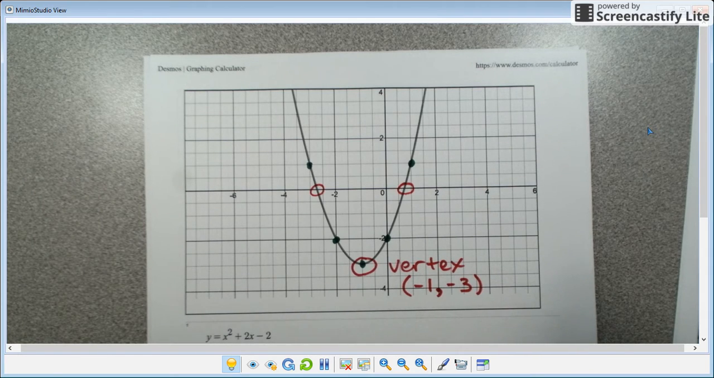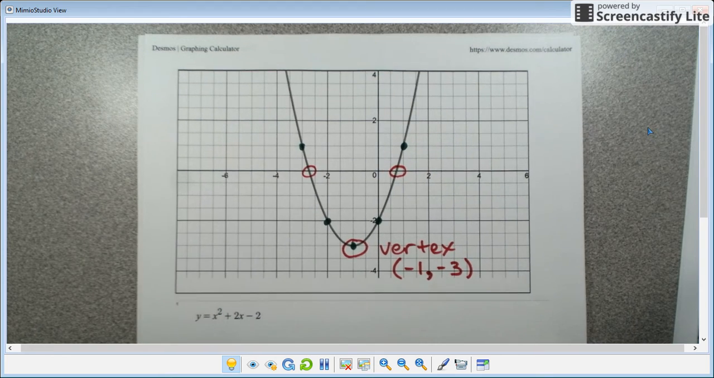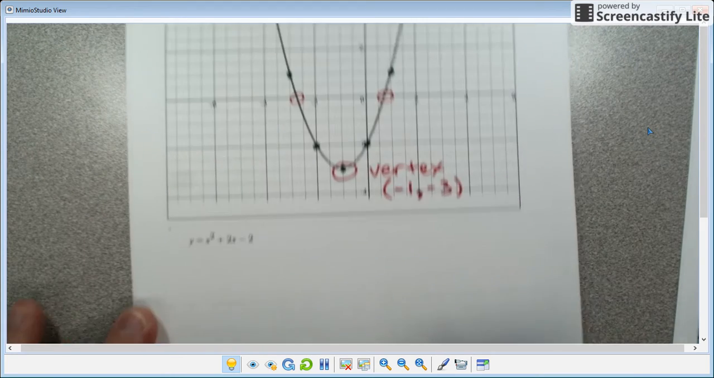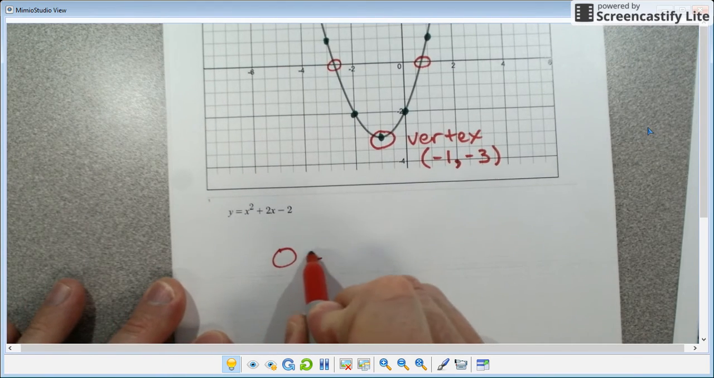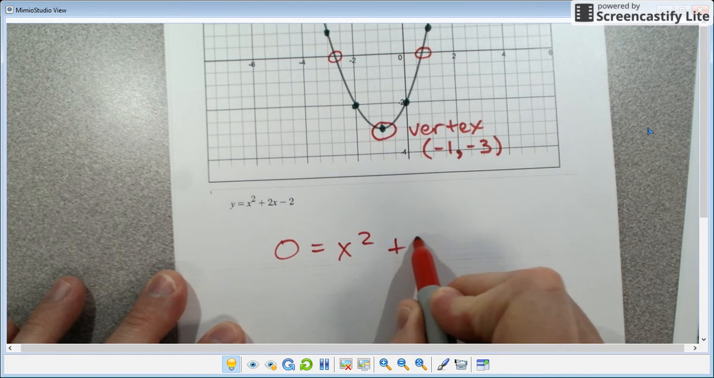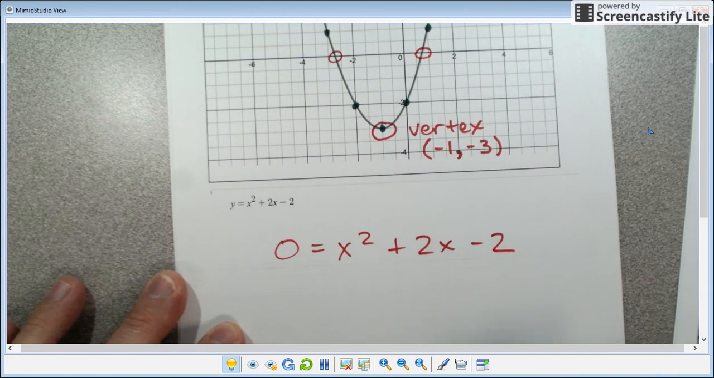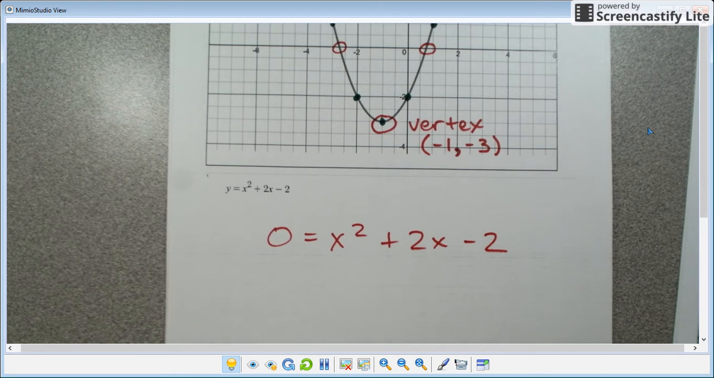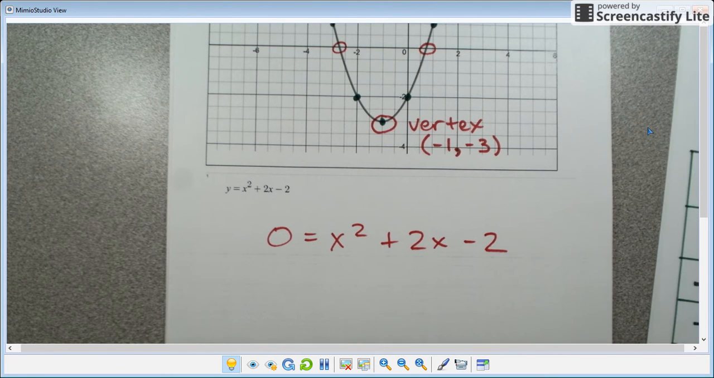And of course, with graphing software, we can click on those points and get values, or we could always try and solve the function. We could say 0 equals x squared plus 2x minus 2, and work through it and find the 2 values of x that would satisfy that function or that equation.